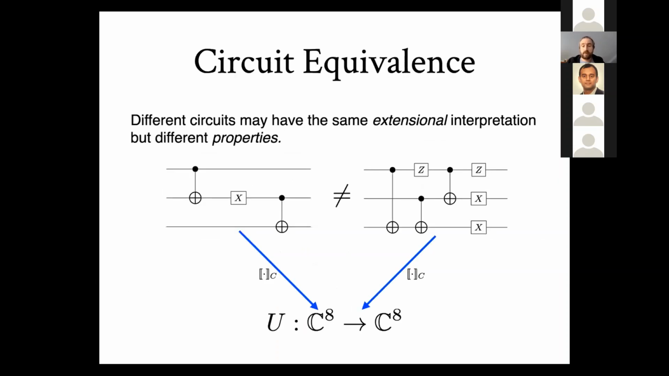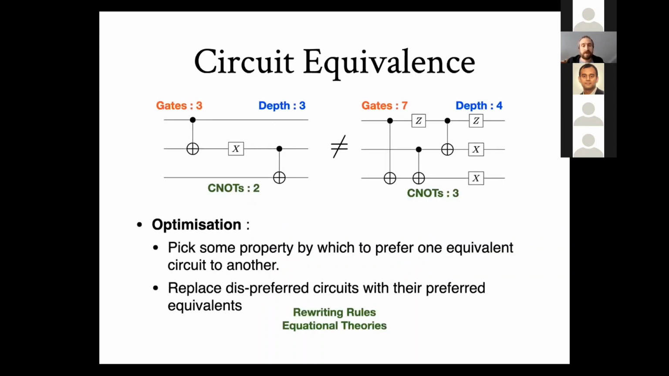And so there's many different ways of presenting the same matrix in circuit notation. But because we care about things like the noise, like the amount of time it takes for the circuit to run, circuits which denote the same matrix might actually have very different properties when you run them. And so the point of circuit rewriting or circuit optimization is to say that I'm going to prefer a certain kind of circuit, for example, one with fewer CNOT gates or one with a lower depth, and say that's going to be better than the equivalent circuit, which has more on some other metric. And so we do this in Ticket by using rewriting and equational theories.